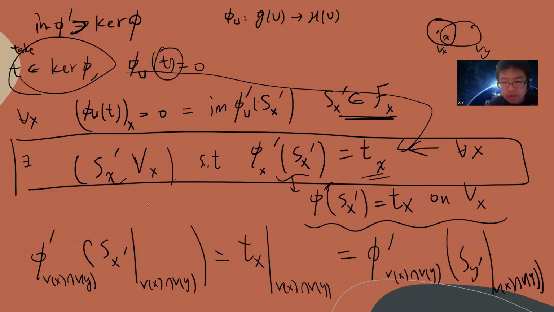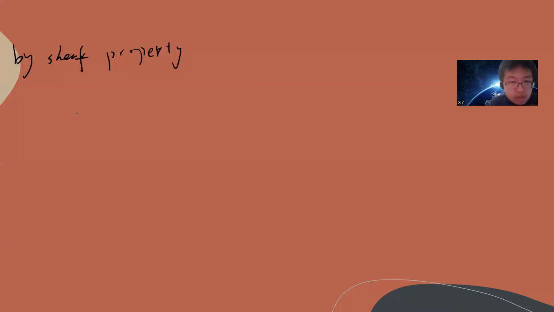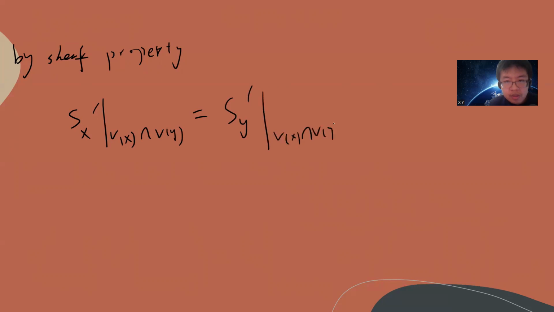Okay. So now let's do this a little bit slower. Now this is true, but we know that phi prime is injective. I think this is what we previously proved. Phi prime is injective. So this tells you that on each x the restrictions agree. So by the gluing property, there is an s belonging to f of u, such that when s is restricted to v of x it will become x s prime.